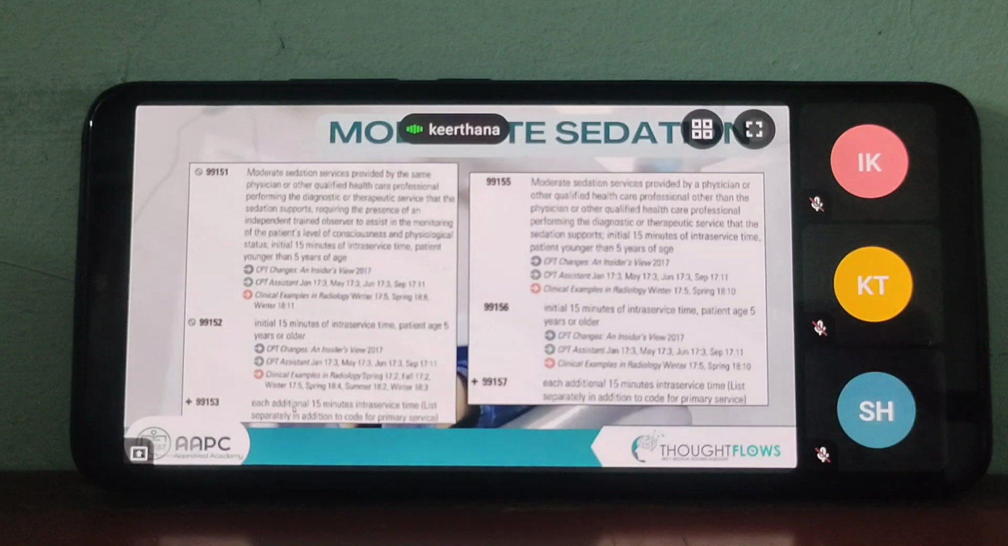Okay, so these moderate sedation codes can be asked directly. Sometimes they will be given with other series, like the 3 series or the 5 series with the moderate sedation code. It can either be given in a combination scenario with other series, or it can be directly asked. In moderate sedation, at least one question will be there on this concept.